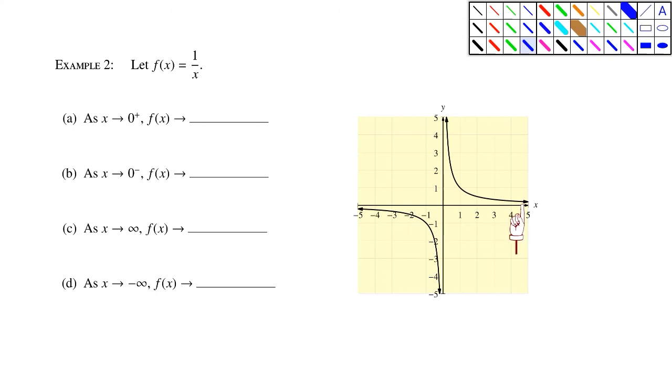Well, here you can see that the y values are getting larger and larger and larger, and they are not going to stop. They're going to continue to increase as we get closer and closer to 0 from the right. So the f of x values are going to approach positive infinity.